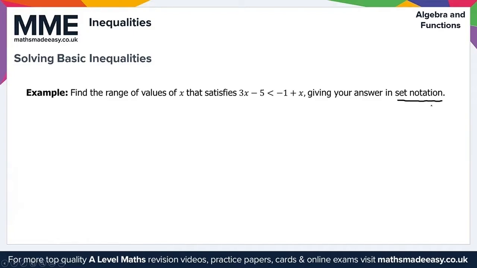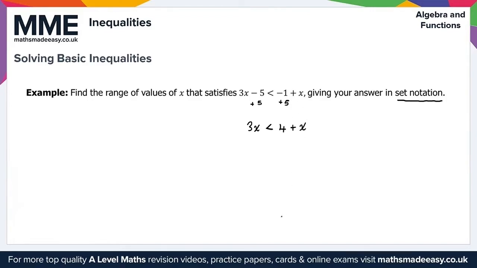Now the first thing I'm going to do here is add 5 to both sides. Okay, and by doing that, what we get on the left hand side of this inequality is simply 3x, and on the right hand side of this inequality we get minus 1 plus 5, so that's going to give us 4, and don't forget your plus x here.